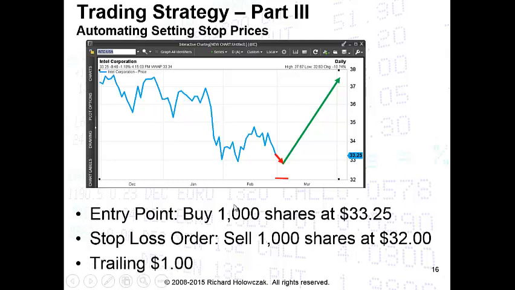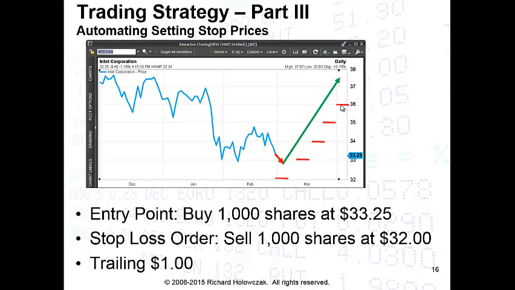So for example, we may want to look at the prevailing market price and trail that by about $1. And what might that look like? Well, if our market moves up to $34, we may want to cancel our stop and put it in at $33. If the market moves up to $35, we may want to cancel that stop order and put in a stop at $34, and so on. As the market moves up to $36, we may want to cancel that stop order and put in a new one at $35. Each time the market moves up, we want to ratchet up this stop order.